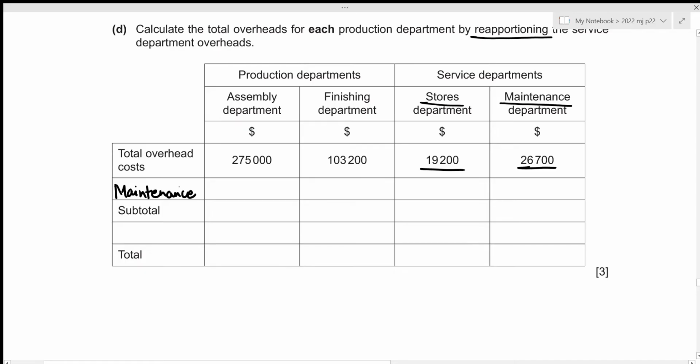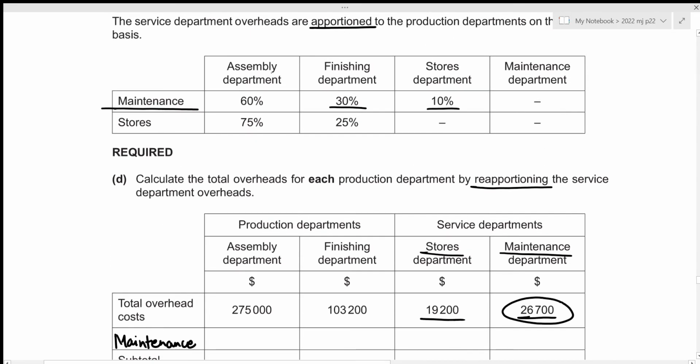Okay, and we can see that our total maintenance overhead is 26,700. And we already have our apportionment basis right here. 60% goes towards the assembly department. Let's figure that one out. So that's the total of 26,700 times 60%, which we can write down as 0.60. So this gives the reapportionment of maintenance department to our assembly department to be 26,700 times 0.60, which results in the value of 16,020. Let's write it down in our table.